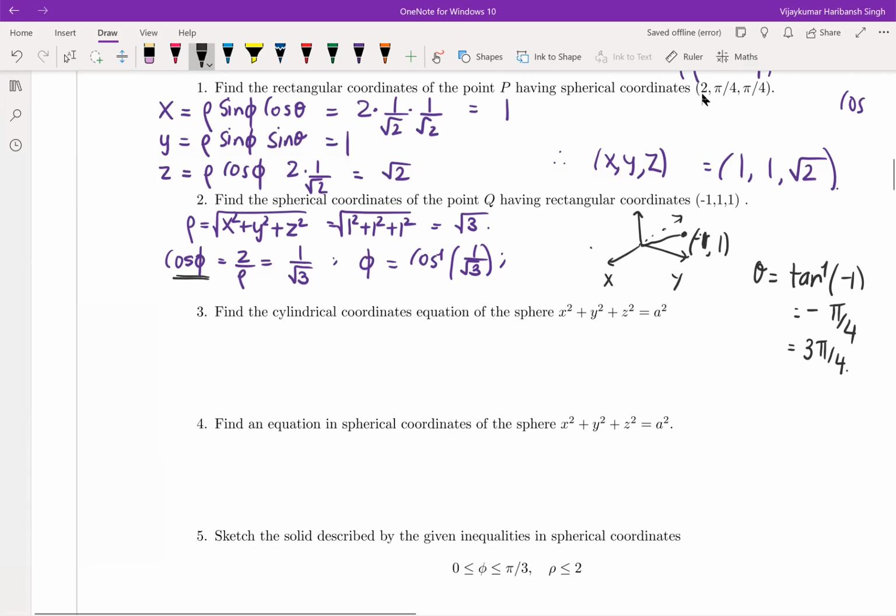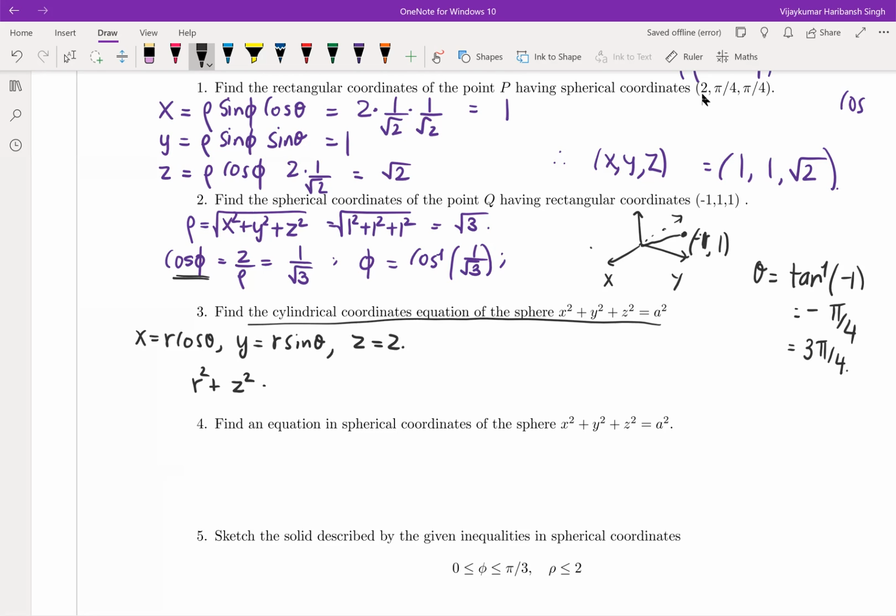Okay. Now let's look at the cylindrical coordinate form of this equation. So we have a sphere, x squared plus y squared plus z squared equals a squared. The cylindrical coordinates are x equals r cos theta, y equals r sine theta, and z is z. So x squared plus y squared becomes r squared, plus z squared equals a squared. So the sphere looks like a circle in the rz plane in cylindrical coordinates.